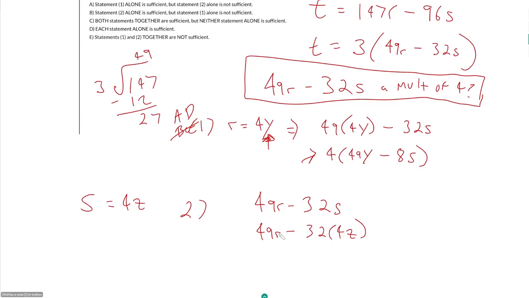In other words, in order for us to know that 49r minus 32s, or 32 times 4z, is a multiple of 4, we need to know that our r contains a 4. The tail on my r here makes it look like an s. So 49r minus 32 times 4z will be a multiple of 4, because I'll be able to pull out a 4 if I know my r contains 1. But I don't know anything really about r, so this is insufficient. A is the answer.